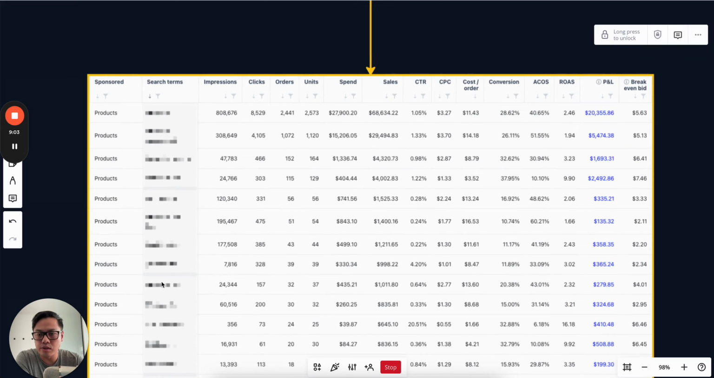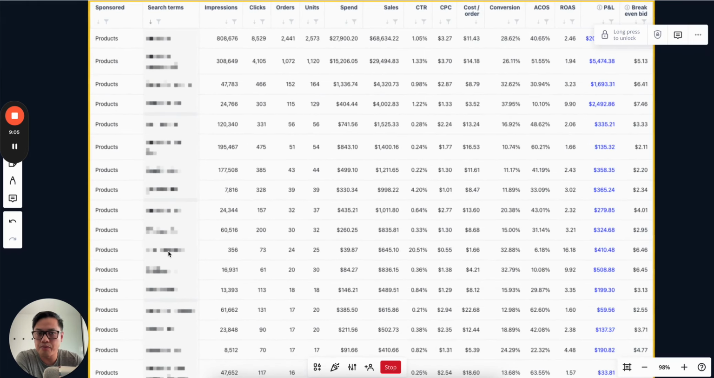And all of those search terms that you have identified, you want to apply a negative exact on it because you don't ever want it to show up. You probably spent a ton of money on it and it didn't generate you any orders. So get rid of them as quickly as you can.